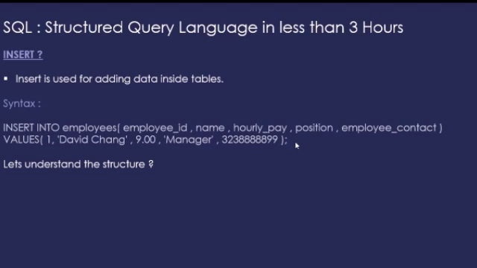So when you run this SQL inside the MySQL server, it will create a new employee inside the employees table, and it will have the employee ID as 1, the name as David Chang, the hourly pay of 9, and whose position will be that of a manager, and whose contact number is this. Now let's see how that is done with the help of a MySQL interface.